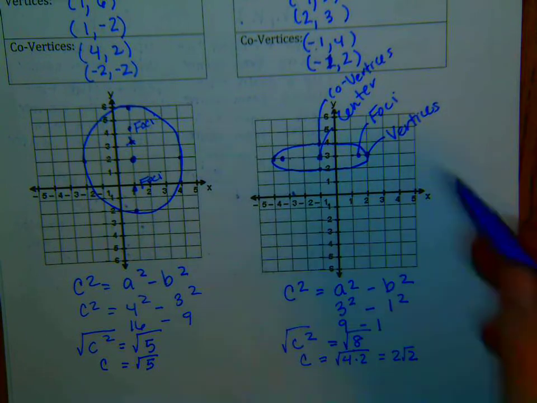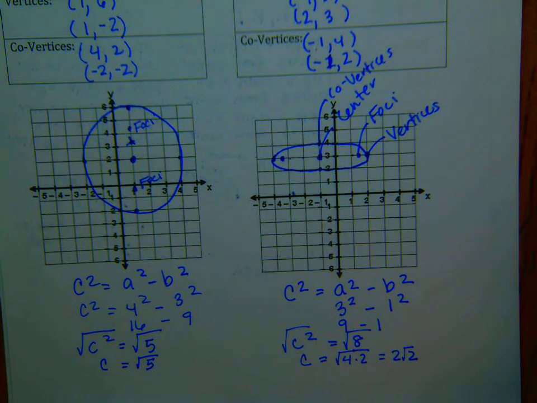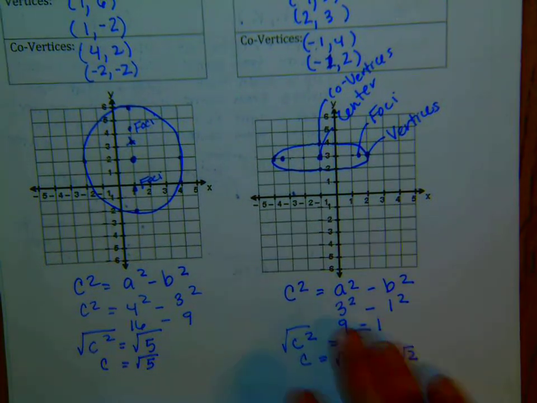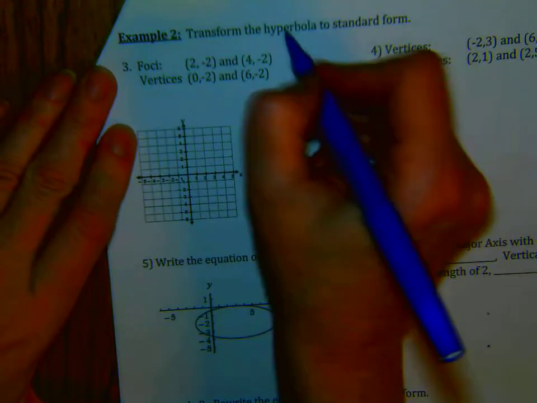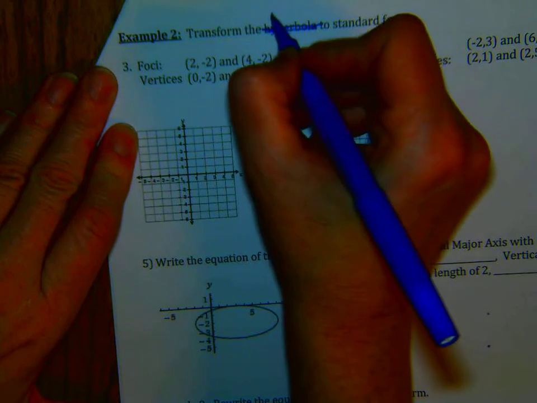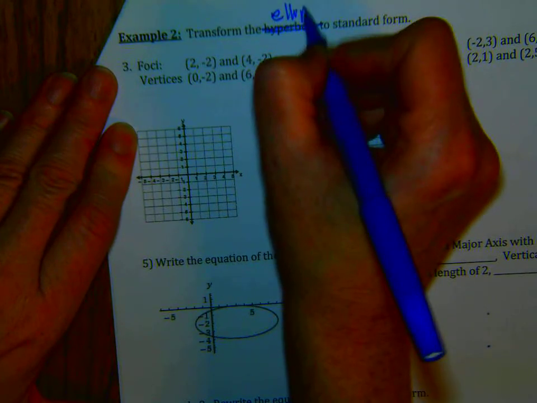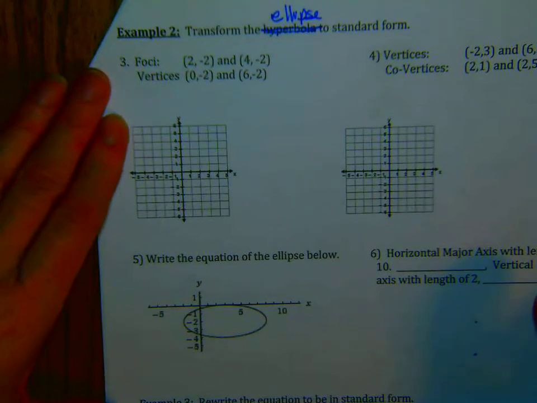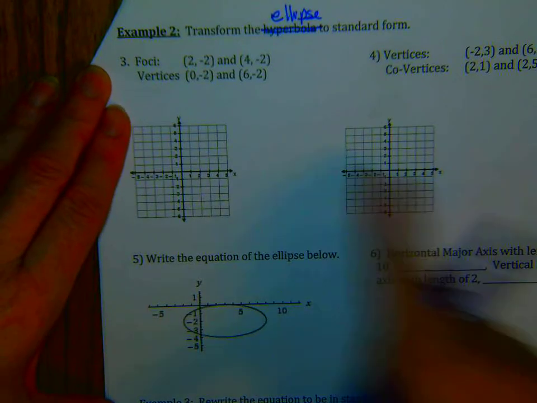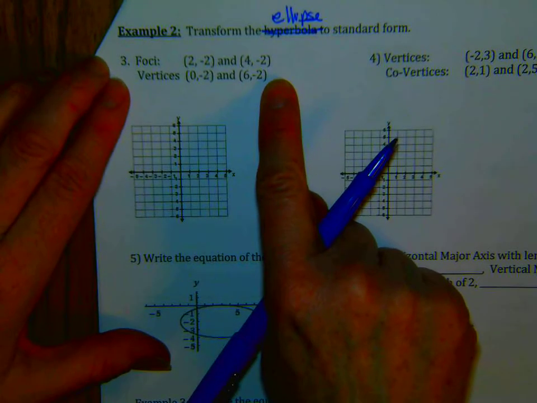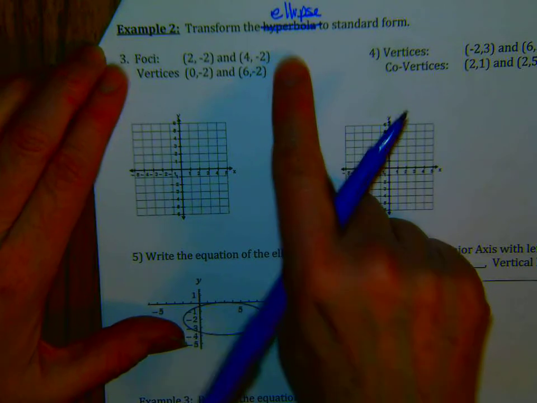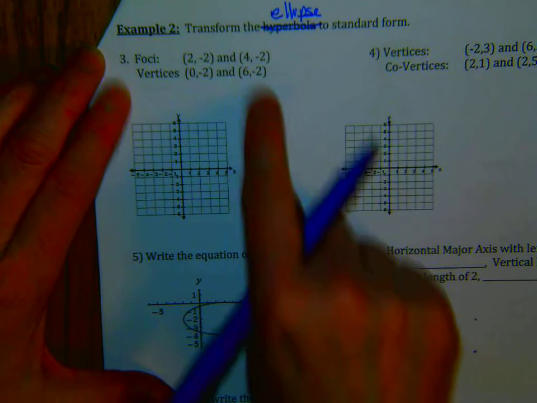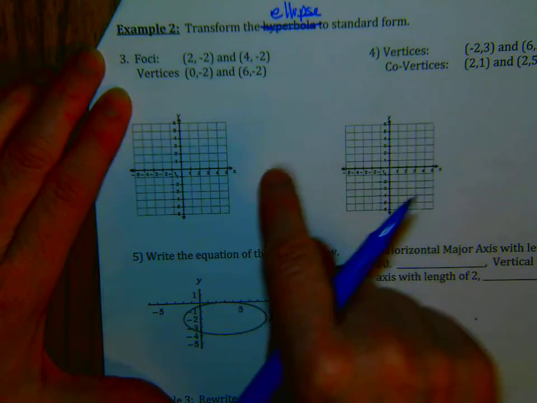Okay, so let's move on a little bit. Now, we're working on an ellipse. All right, if we're given certain information, like the foci and the vertices, we want to transform this information to write an ellipse in standard form. So how do we go about doing that?